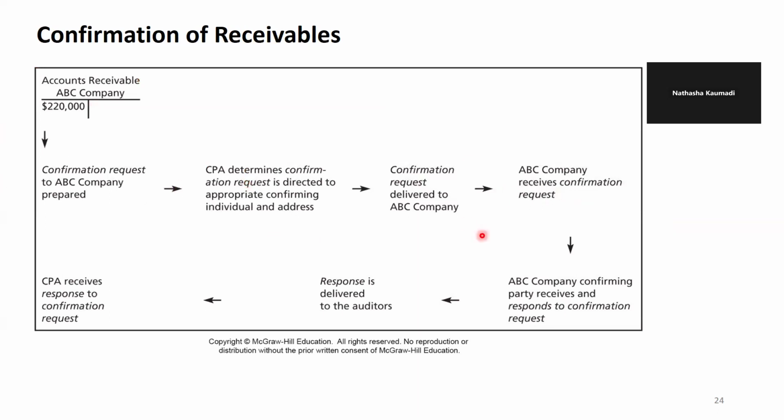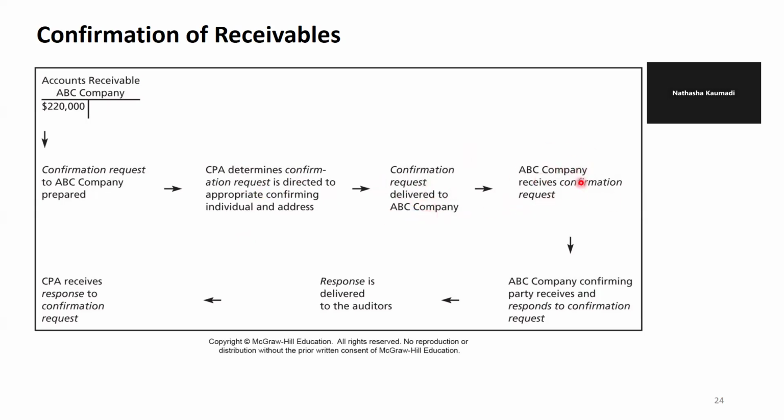And then the process. Actually, we discussed roughly the process. See, the account balance is there. Confirmation request to ABC company prepared. CPA determines confirmation request is directed to appropriate confirming individuals and address. Confirm request delivered to ABC company. After determining all the addresses and everything, your confirmation request is delivered to the debtor company, ABC.